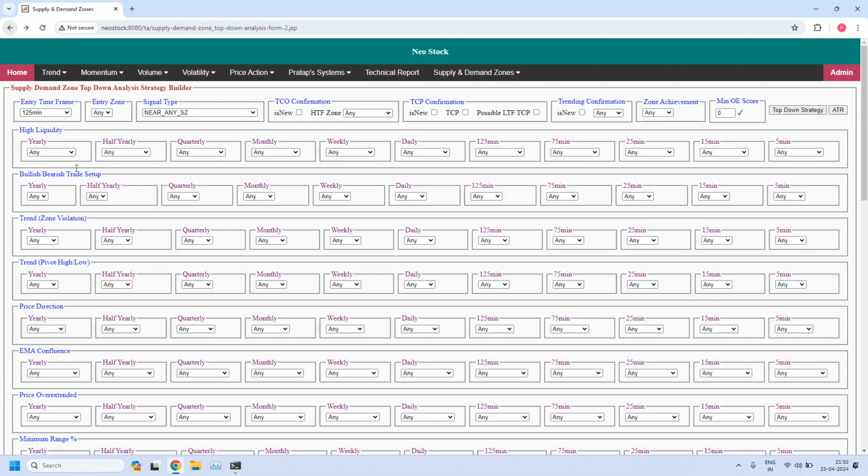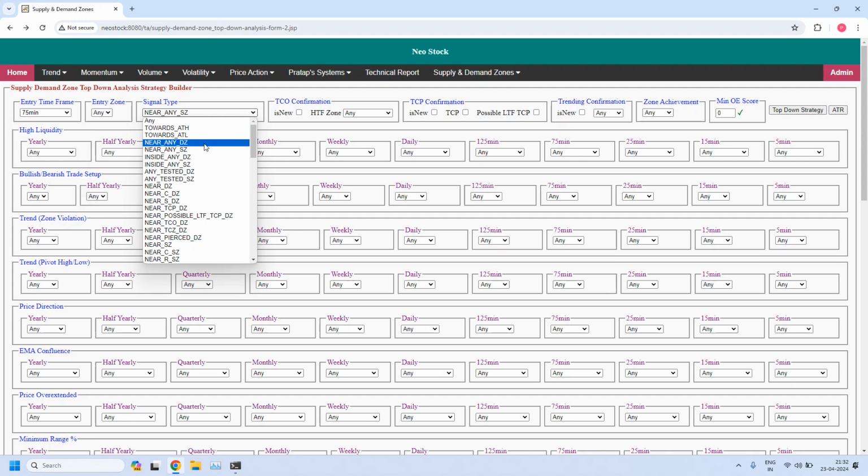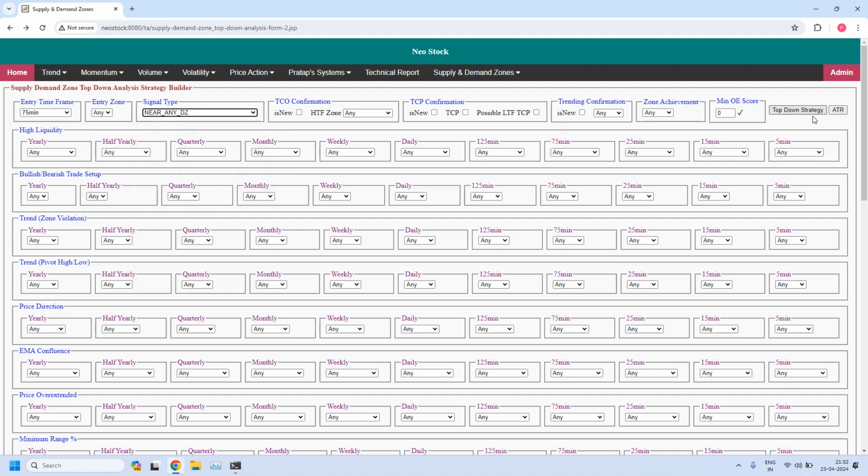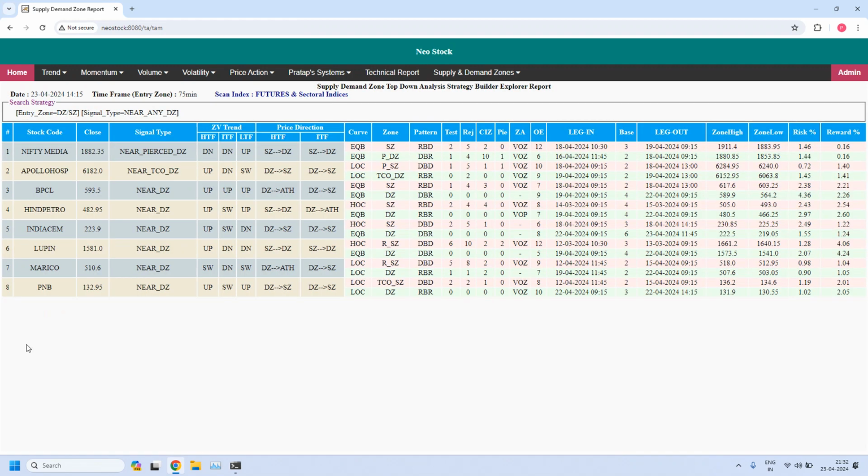So going back, I'm changing the time frame to 75 minutes. Entry time frame is 75 minutes. Let us find the stocks near the 75 minutes demand zone. These 8 stocks are filtered. Now we need to identify high liquidity 75 minutes demand zones from this list. No, we don't have any high liquidity demand zones from this list.